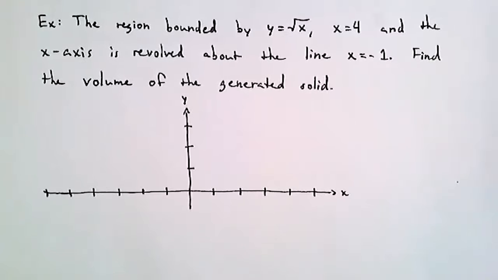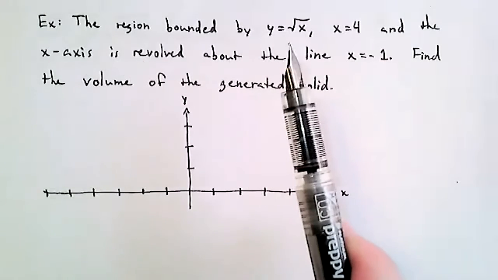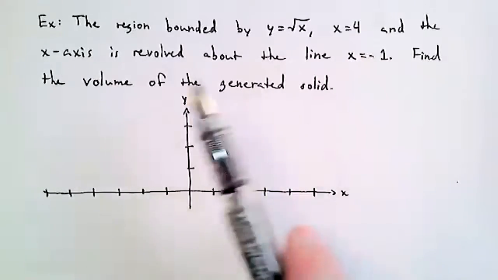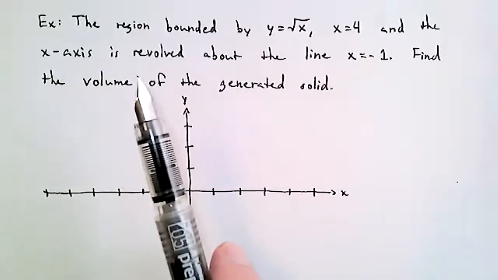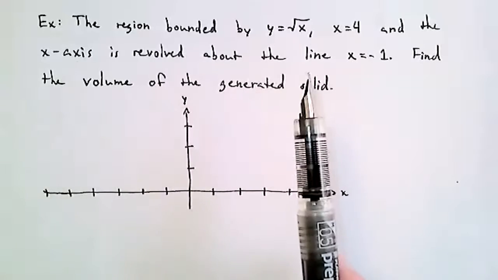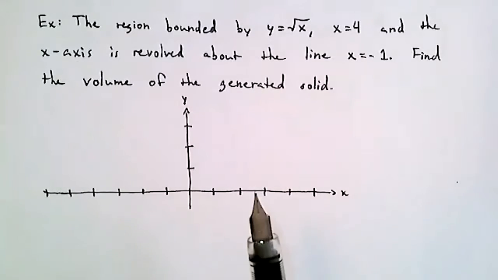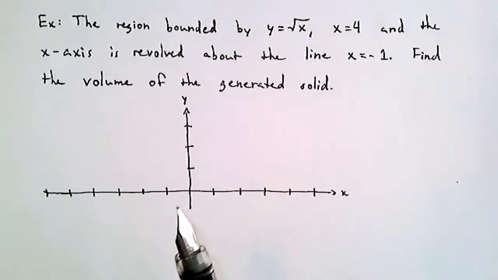Where we have to start from scratch again and use cylindrical shells. Now we're going to look at the region bounded by y equals the square root of x, the line x equals 4, and the x-axis, and it's going to be revolved about the line x equals minus 1. And we want to find the volume of the generated solid.